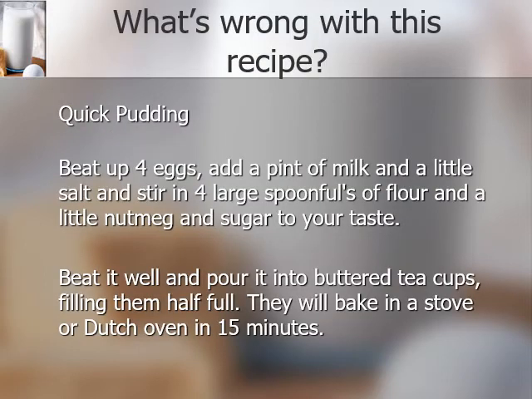Let's look at an example of a recipe that would probably have been passed down from generation to generation. The title of this recipe is Quick Pudding, and the directions say: beat up 4 eggs, add a pint of milk and a little salt, and stir in 4 large spoonfuls of flour and a little nutmeg and sugar to taste. Beat it well and pour into buttered teacups, filling them half full. They will bake in a stove or Dutch oven for 15 minutes.